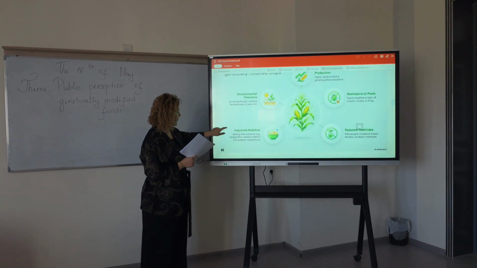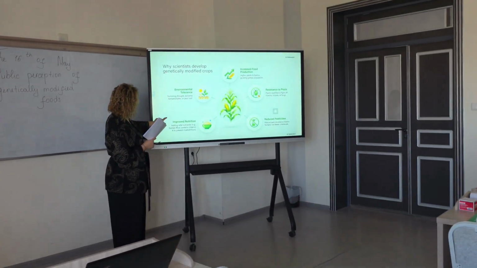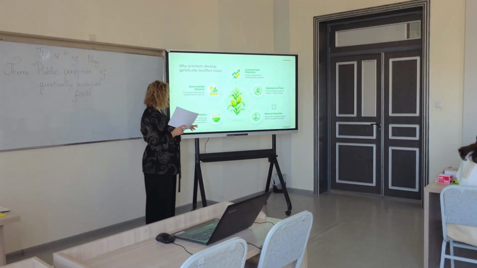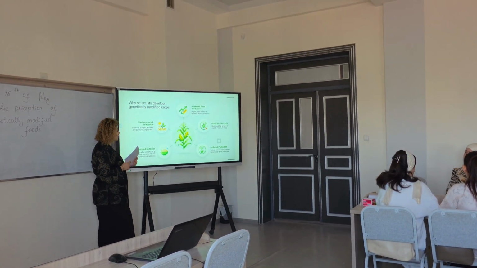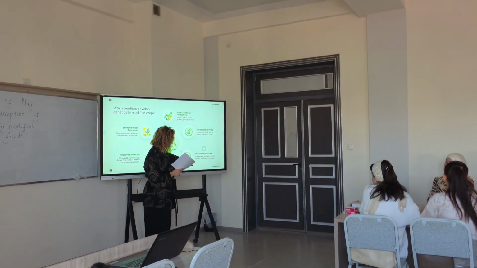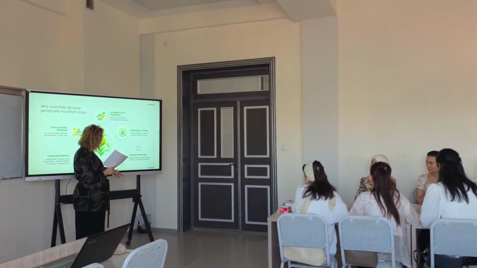Next one here, GM crops also improve nutrition. Golden rice contains vitamin A to prevent malnutrition. And finally, reduced pesticides.